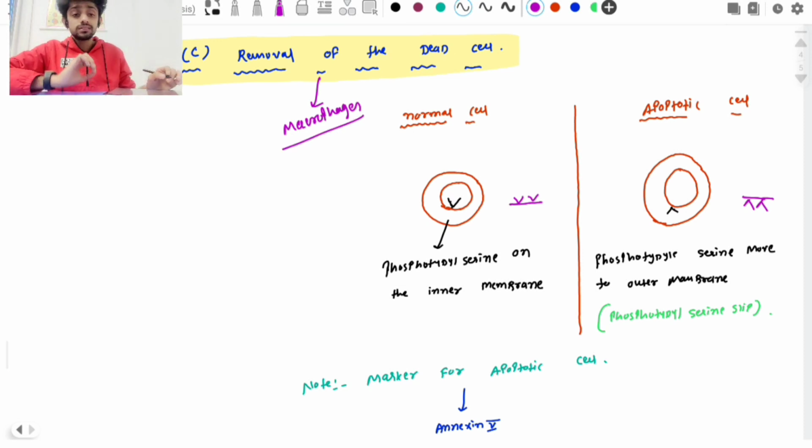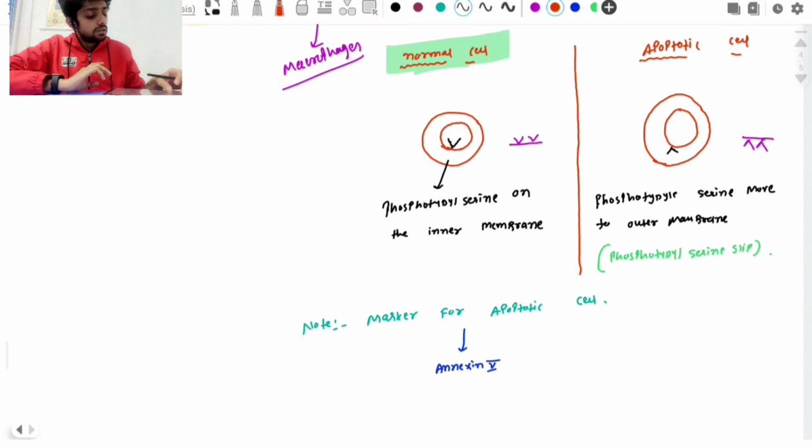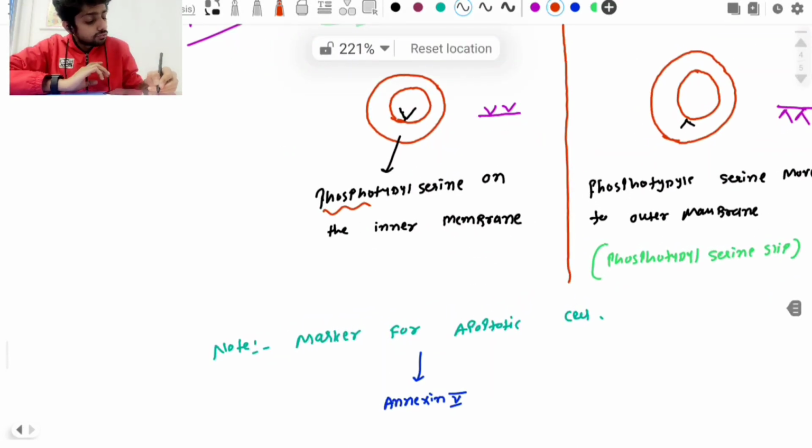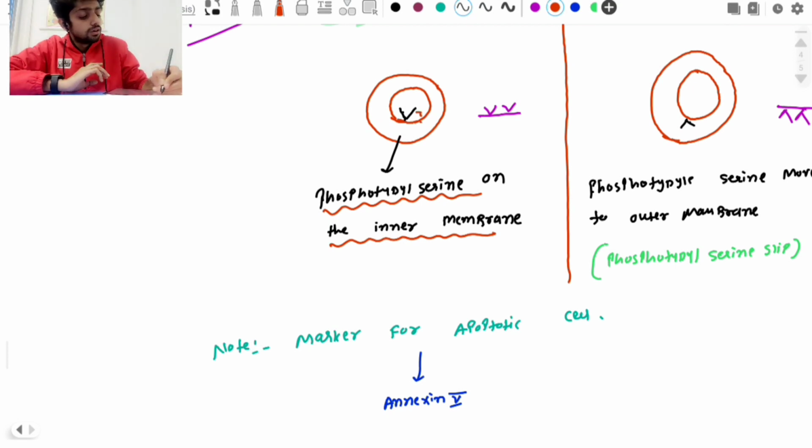So how do macrophages detect that they need to eat this particular cell, otherwise they could eat all the cells? But macrophages have a signal so that they only eat this particular cell. So first of all we are going to see the normal cell. In a normal cell, phosphatidylserine is present on the inner membrane. So here phosphatidylserine is present on the inner membrane.